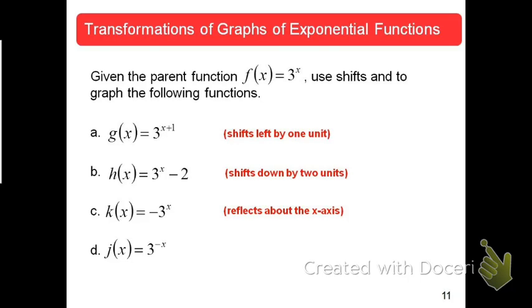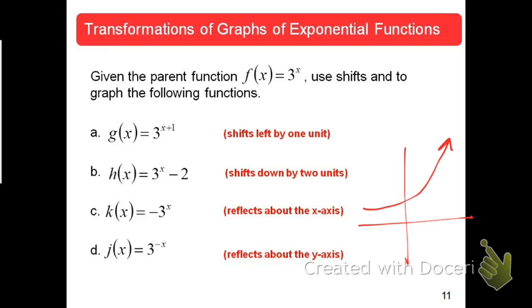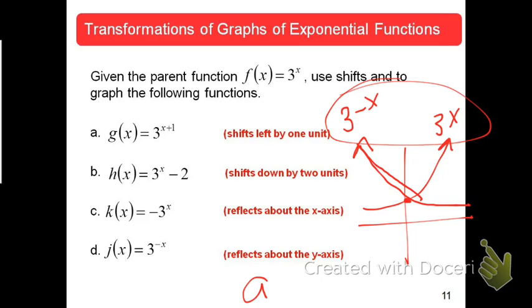Now I have 3 to the negative x. What does that tell us about the function? We have a reflection about the y-axis. We've actually seen this. This is our 3 to the x, and with a reflection about the y-axis, the point of interest stays the same. This is our 3 to the negative x. We saw these functions earlier when we were looking at a to the x and a to the negative x, and we said it's just a reflection about the y-axis. So we do the same shifts and transformations that we've done before in the past. They still apply for exponential functions.